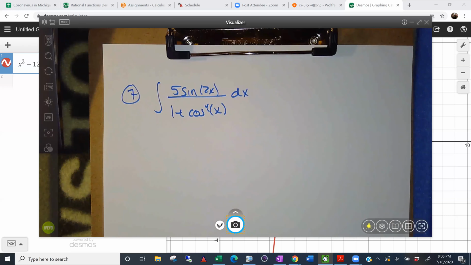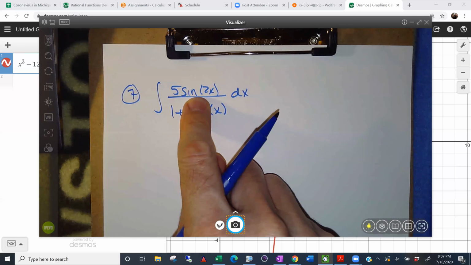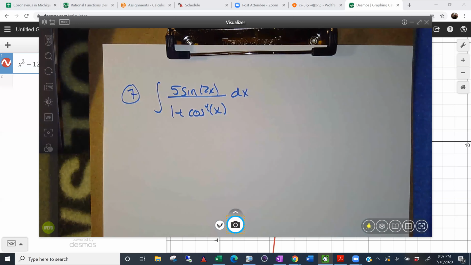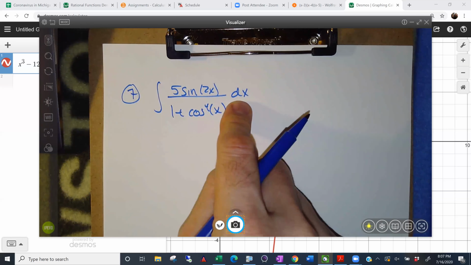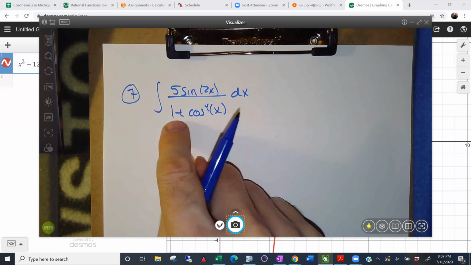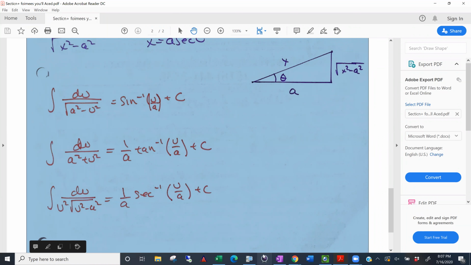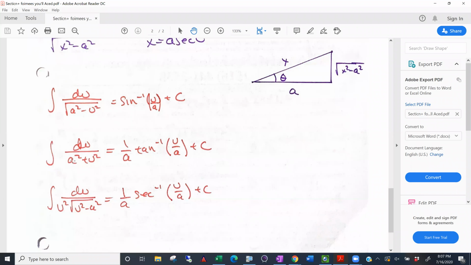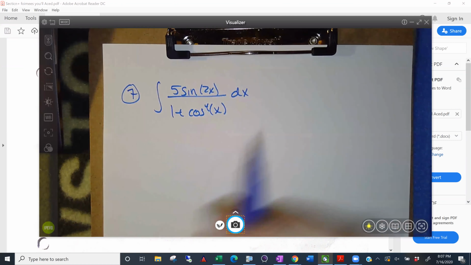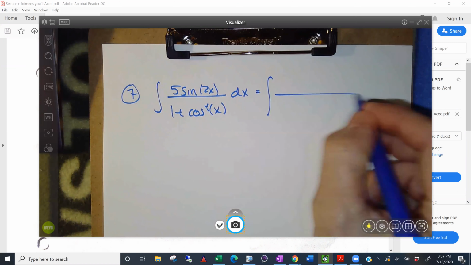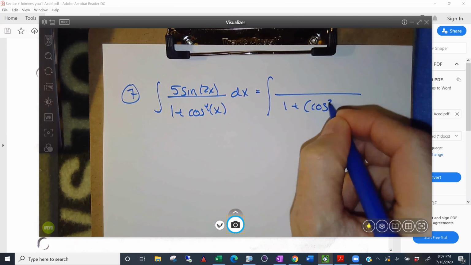Well, there's a couple things I notice about this one. The first one is that the numerator, we've seen that term before a couple times, I think. Sine of 2x is 2 sine of x cosine of x. And the denominator, I wish I had something of the form a squared plus u squared, because I know how to integrate that. That's an inverse tangent. So, okay, I can make this a squared. That's not so bad. So it's going to be 1 plus cosine squared of x, squared.